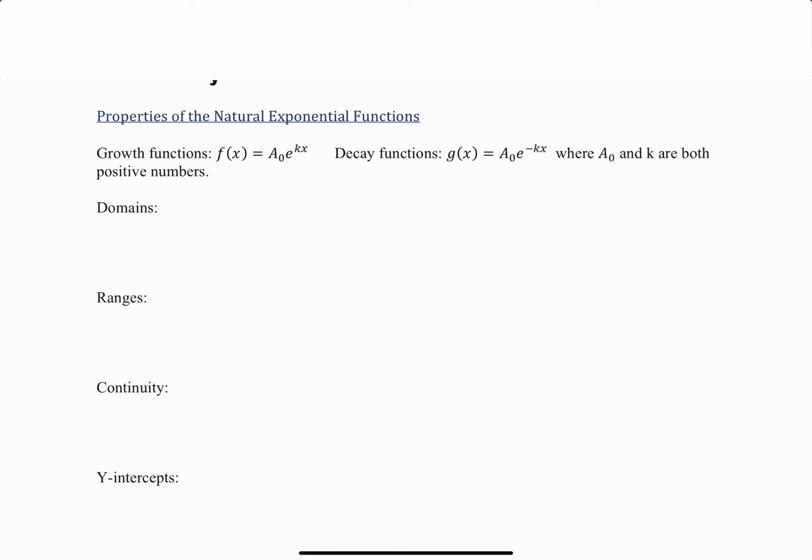In both cases, the domains are all real numbers. In other words, minus infinity to infinity. If you'll recall, that's one of the reasons we didn't want to allow the base to be negative, so that we could use any old x value in the function. The ranges in both cases will be all y values that are greater than 0. In other words, from 0, not including 0, up through infinity.